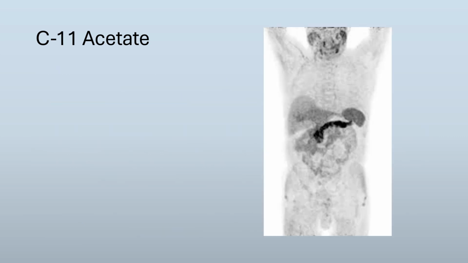And this is an example of the images taken using carbon-11 acetate. The activity that you see here is the pancreas, and then you have the liver there. You have a lot of activity in the face. It's just kind of normal muscle uptake.